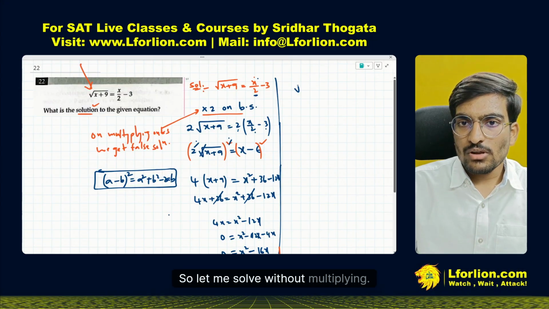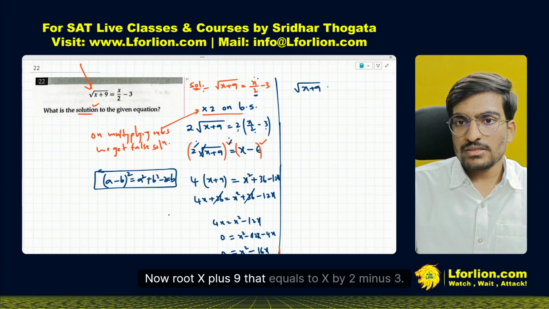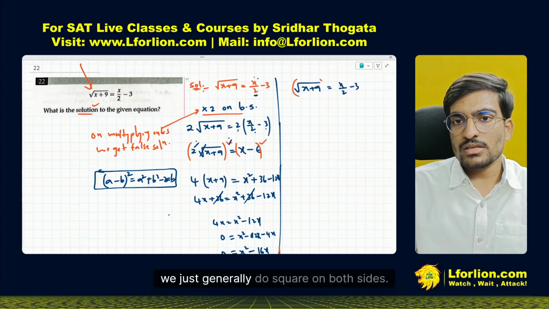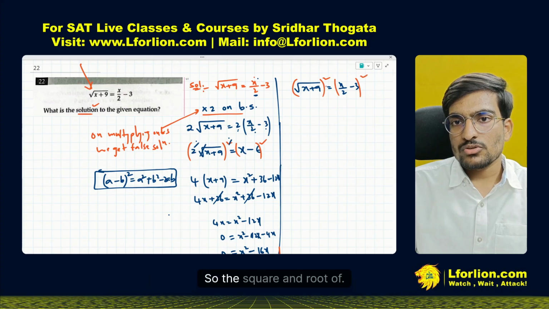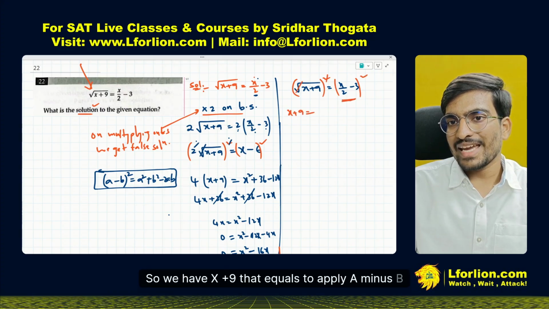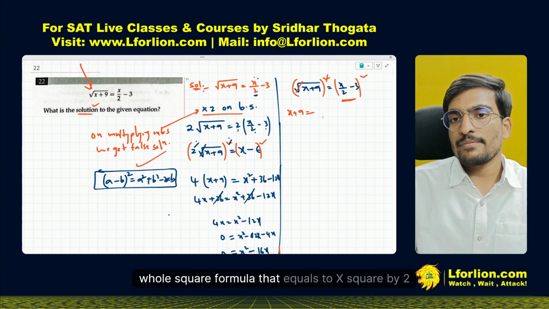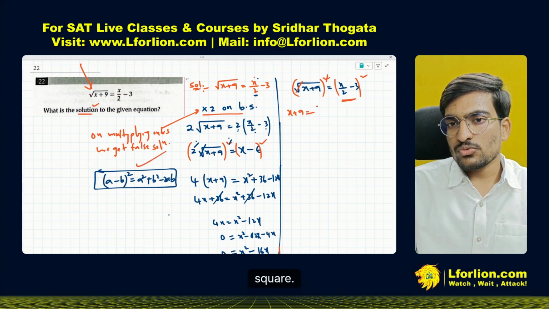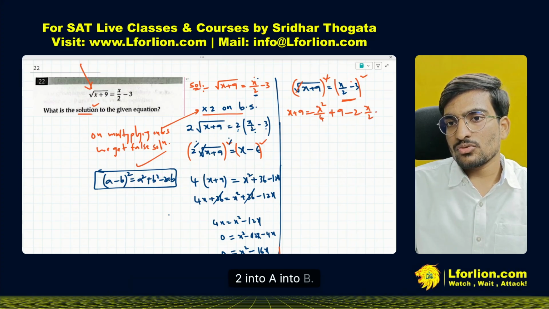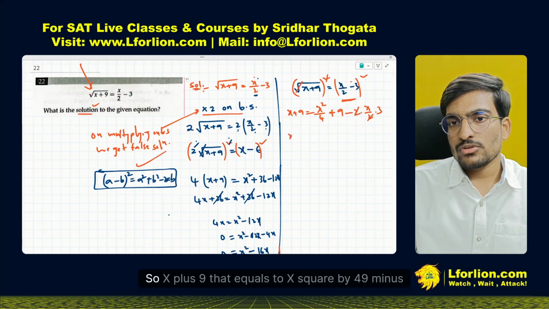So let me solve without multiplying now. Root of x plus 9 equals x by 2 minus 3. What we generally do is square on both sides. So we have x plus 9 equals, applying the (a minus b) whole square formula, x square by 2 square, so x square by 4 plus 9, b square is 9, minus 2 into a into b. The 2 cancels off, so x plus 9 equals x square by 4 plus 9 minus 3x.